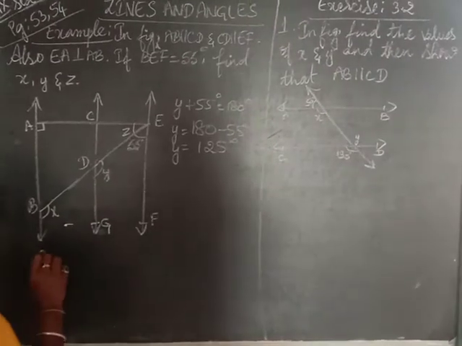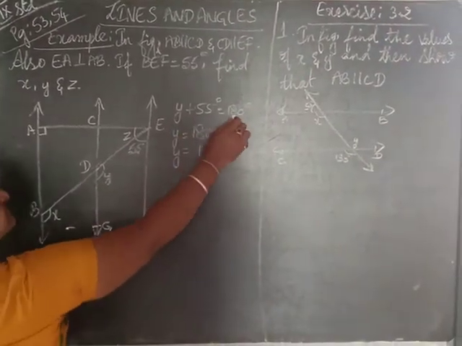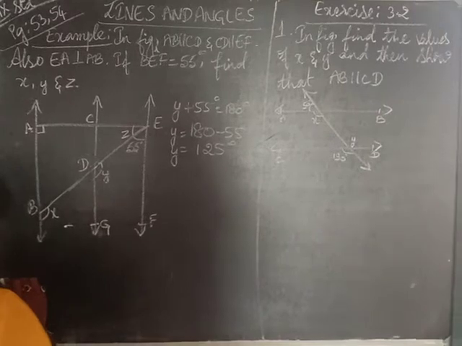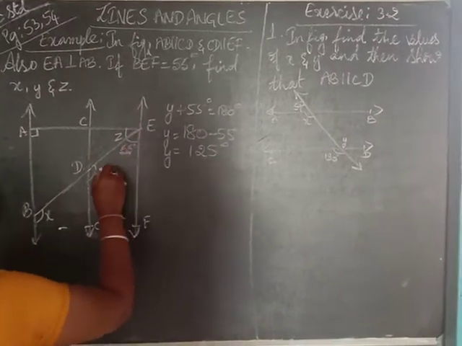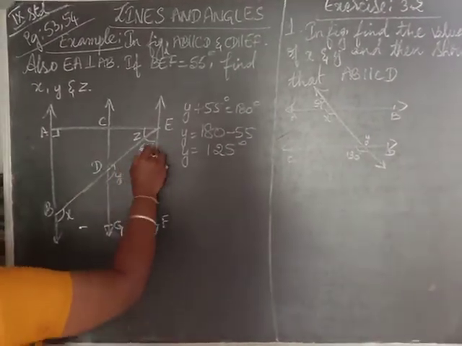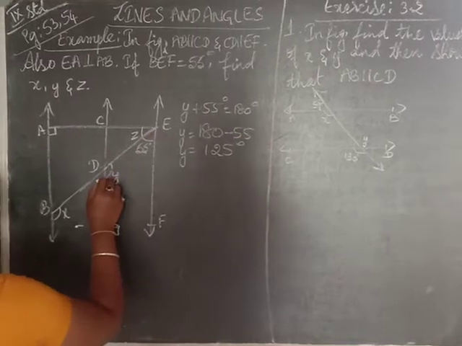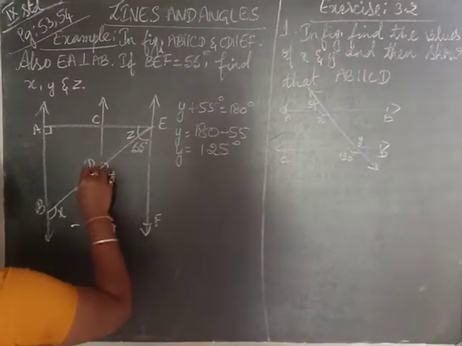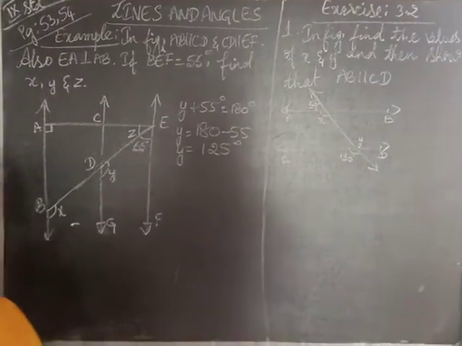So, once again I am repeating this. Y plus 55 is equal to 180. How have we taken this? Since the two angles are on the same side of the transversal between the parallels CD and EF. Okay, children? That is fine.